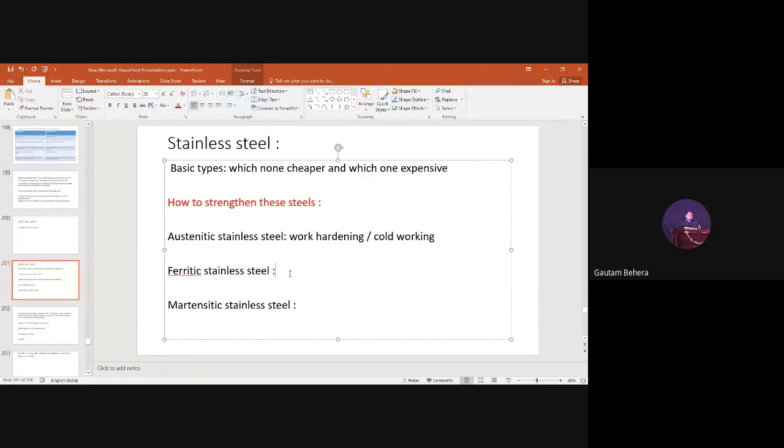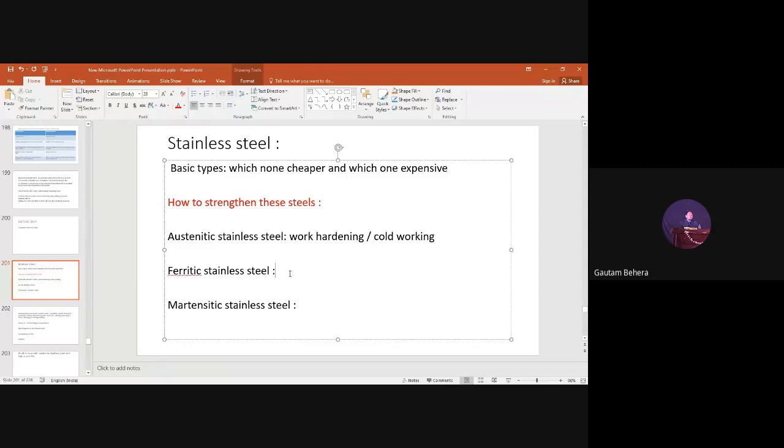But similarly, if I have a ferritic stainless steel, how to strengthen this? Again, the same issue comes. Ferritic stainless steel means from room temperature to the melting point, I have ferrite only. The ferrite microstructure will exist. Or you can say from the solidification temperature of the steel to room temperature, I have only ferrite, right? So I'm not getting any kind of austenite here.